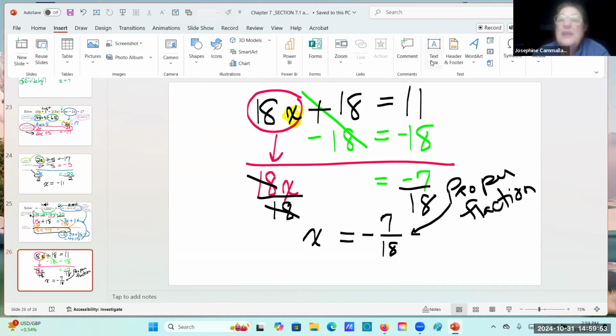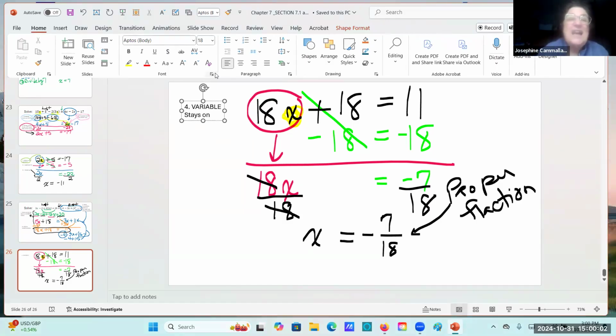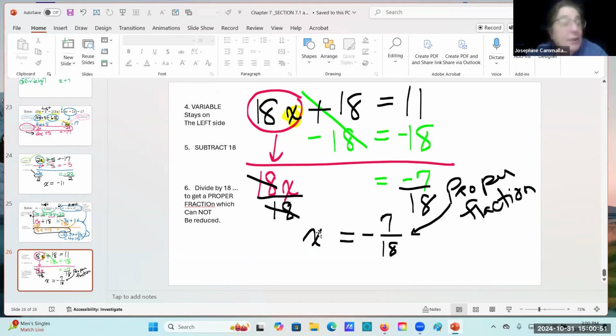So just to make sure, I give you the rest of the steps. Number 4, variable stays on the left side. Number 5, subtract 18. And then step number 6, divide by 18 to get a proper fraction which cannot be reduced. And that's the only thing I can do with a fraction. It cannot be reduced. So these are our steps. And hopefully 7.1 and 7.2 you are going to find very easy.